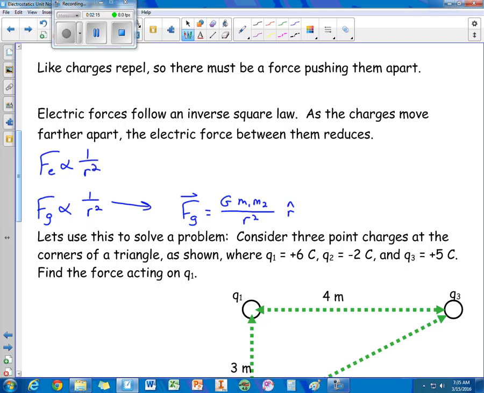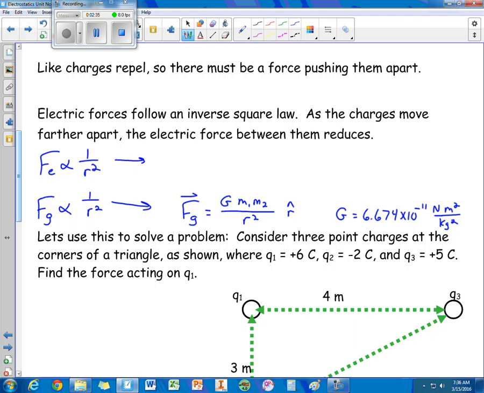Well, we're going to see something very similar. The capital G was 6.674. Yeah, we got our universal gravitational constant found by Henry Cavendish.